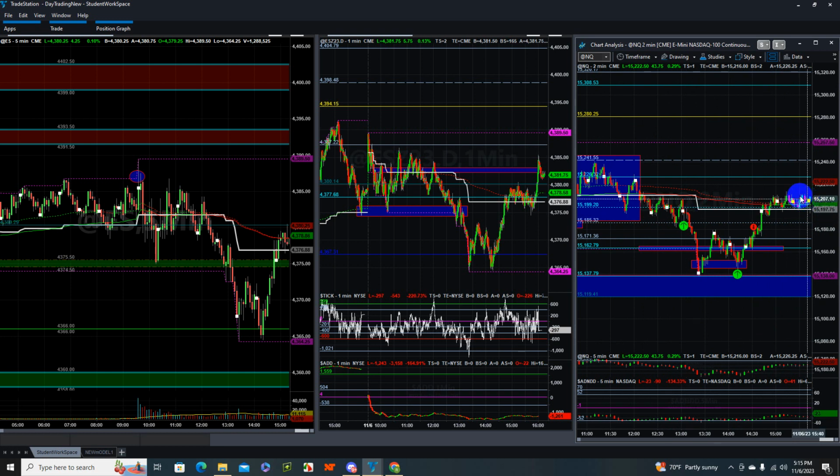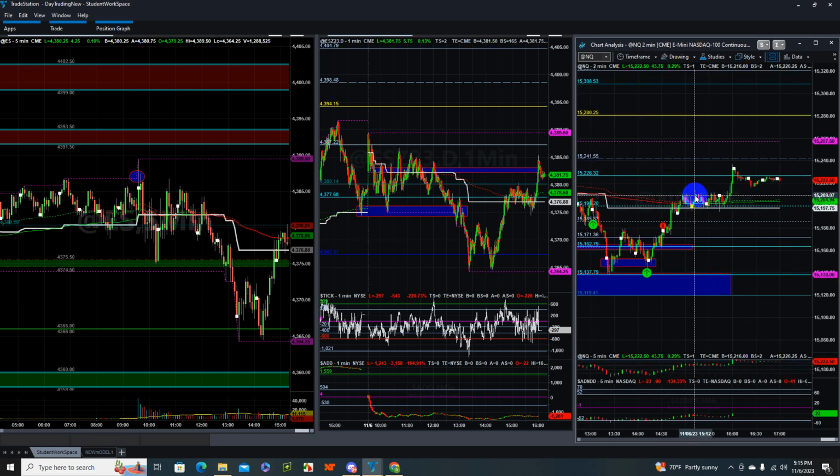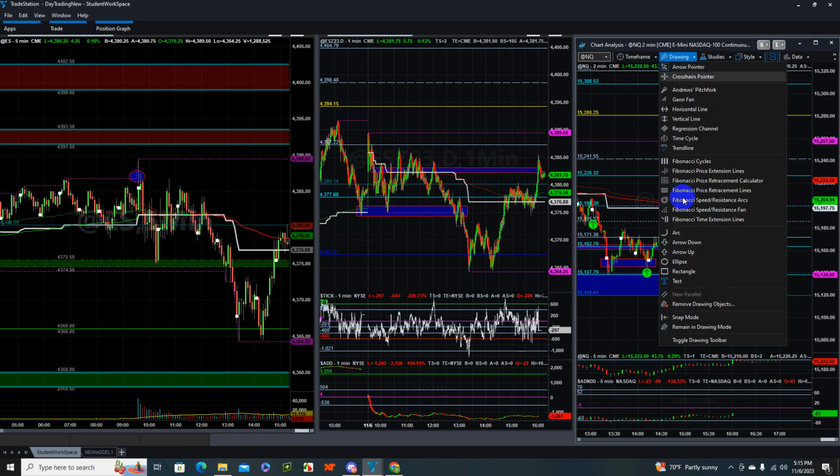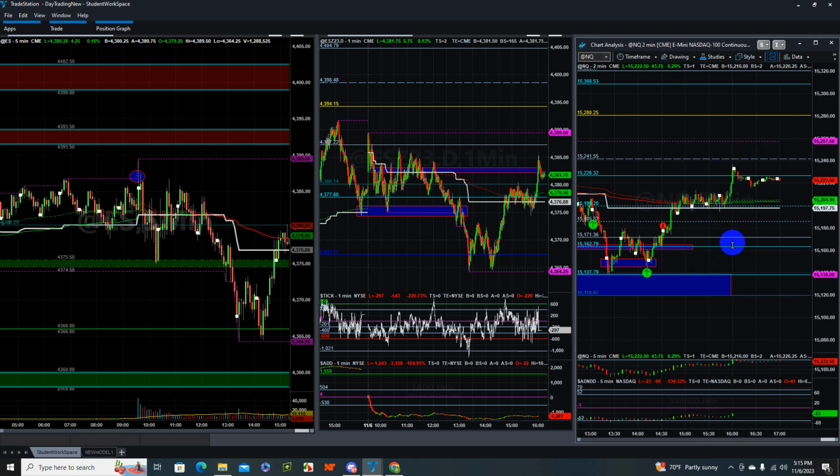Now what do you want to see tomorrow? Tomorrow you don't want to see NQ going through this 185. Actually, this area. You don't want to see NQ going through this area.